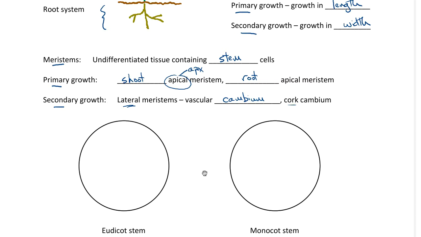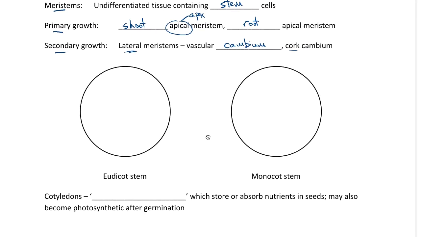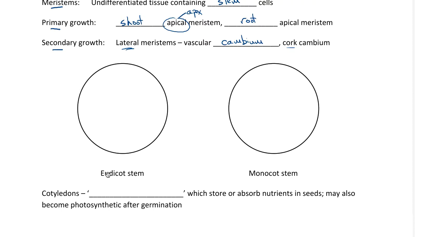To understand better how secondary growth happens and how lateral meristems are organized, let's take a look at a cross-section of a stem. So here I've got two cross-sections of stems. One's a eudicot stem and one's a monocot stem. Eudicots and monocots are two important divisions of angiosperms, or flowering plants. And the part cot refers to cotyledons.